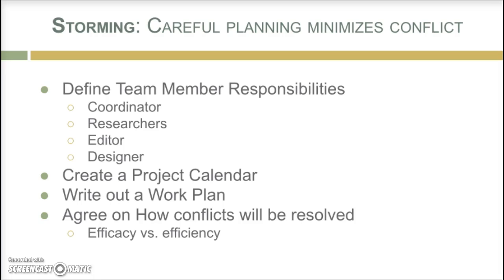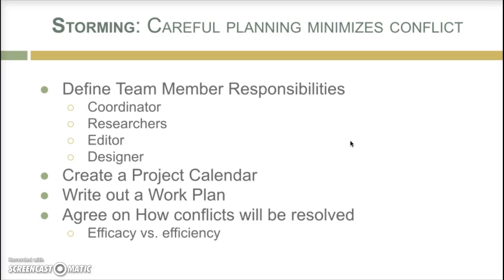And so some of the ways that we can do that is we can define team member responsibilities. So for example, you usually have a team lead or a coordinator. You oftentimes have researchers who are out gathering information. Typically you might have an editor, someone who is making sure that the document is formatted correctly and that there aren't any spelling or punctuation errors, and then a designer, someone who works with the graphics of the document.